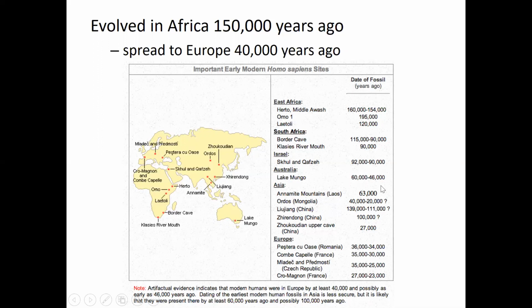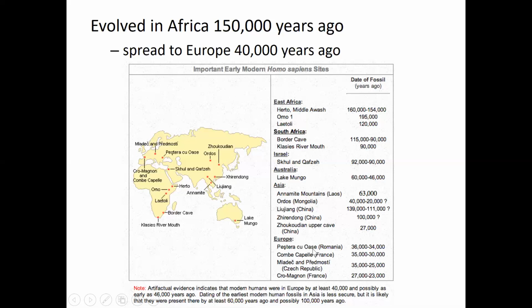Australia, 60 to 46,000 years ago. Asia, mountains in Laos, 63,000 years ago. Mongolia, 40 to 20,000 years ago. China, 139 to 111,000 years ago. And Europe, 36 to 34,000 years ago. 35 to 30,000 years ago.